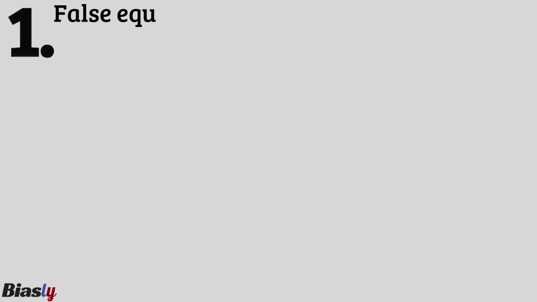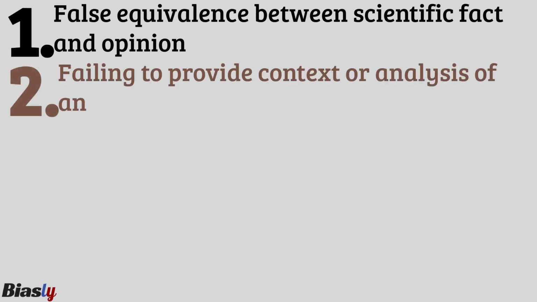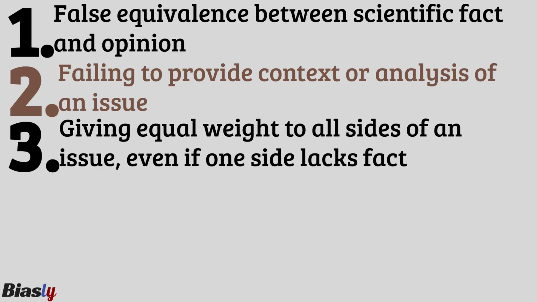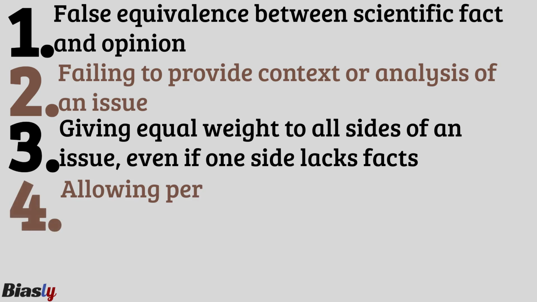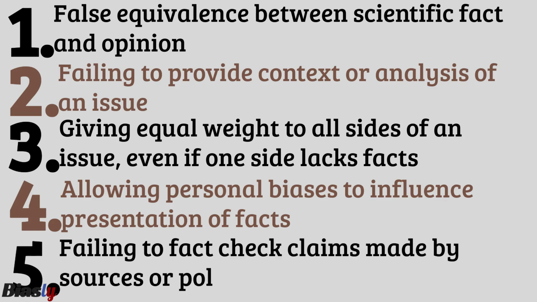Number 1. False equivalency between scientific facts and opinions. Number 2. Failing to provide context or analysis of an issue. Number 3. Giving equal weight to all sides of an issue, even if one side is not supported by facts. Number 4. Allowing personal biases to influence the presentation of facts. Number 5. Failing to fact-check claims made by sources or politicians.